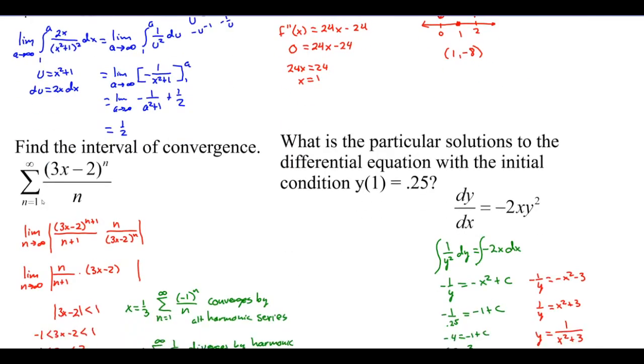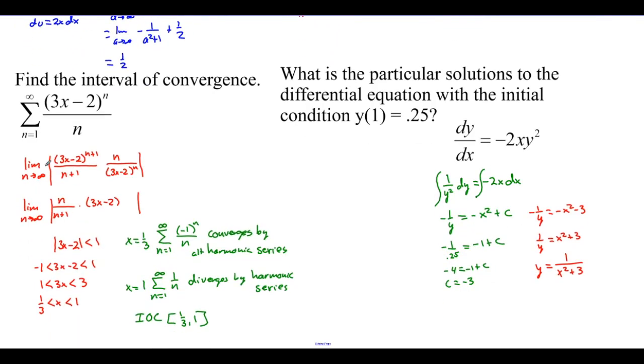Find the interval of convergence. We're going to do the ratio test on this. Here's the ratio test with the n plus 1 divided by the nth, or multiplied by the reciprocal. The limit on the n here is 1, so we get 3x minus 2. Now 3x minus 2 needs to be less than 1. So we have negative 1 to 1, add 2, that's 1 to 3. Divide by 3, we get 1/3 to 1.